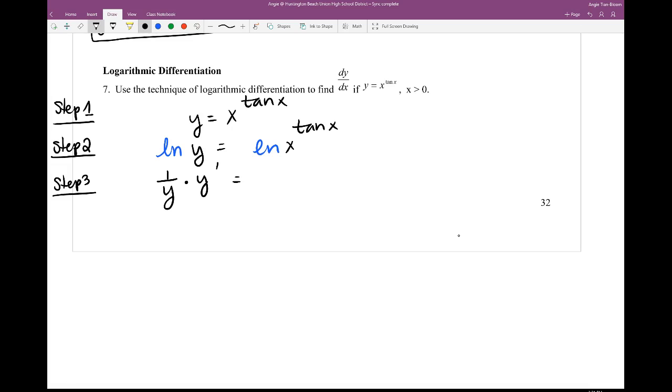Now this one is slightly tricky, so you have to be very careful. The derivative of ln of x to the u power. Let's think about this for a second. You have to just learn natural log of x to the u. So what is the rule for that? Can you go back quickly and tell me?